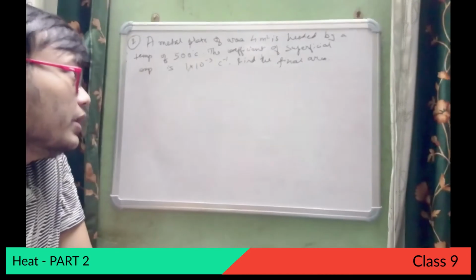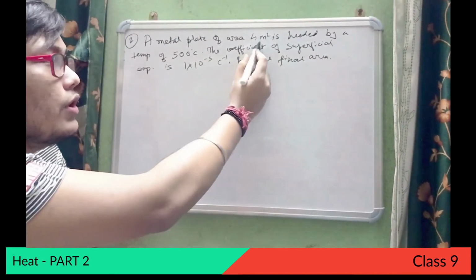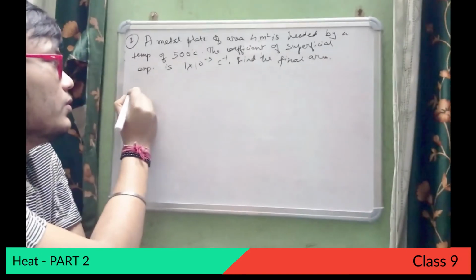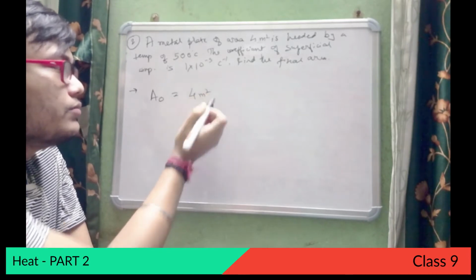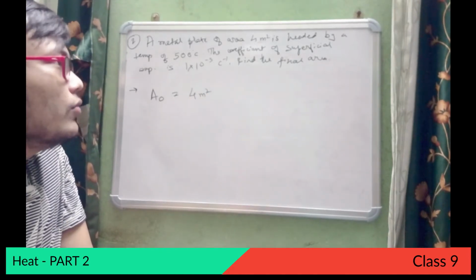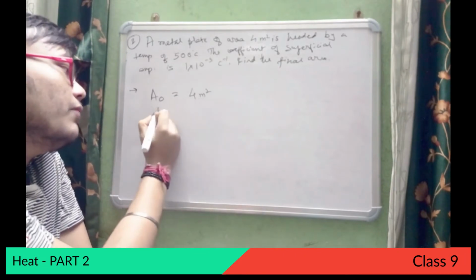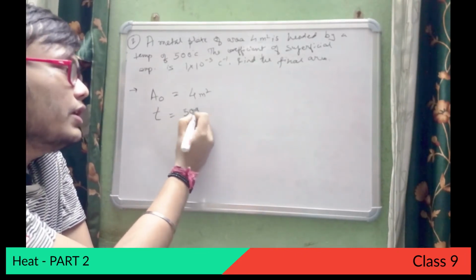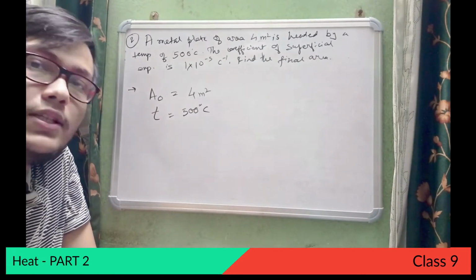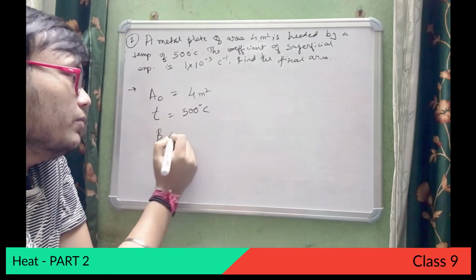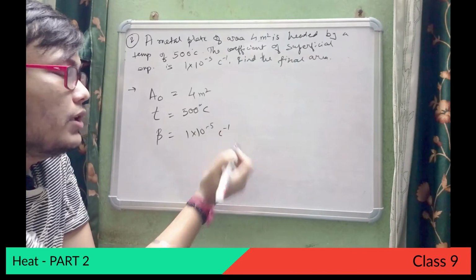Now what are the things which are given? A metal plate of area 4 meters square. So this 4 is the initial area, that is A0 is given as 4 meters square. Now it is heated by a temperature of 500 degrees Celsius. So increase in temperature is 500 degrees, and the coefficient of superficial expansion, which is beta, is also given. So beta is 1 into 10 to the power minus 5 per degree Celsius.